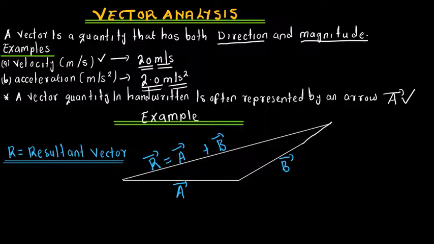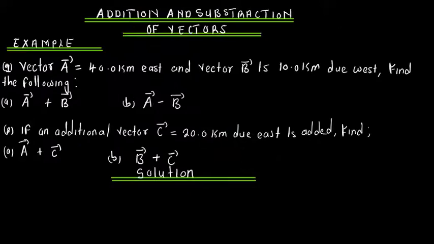All right. Now, vectors undergo what we call addition and subtraction. What does it mean to add vectors? What does it mean to subtract vectors? Well, let's try out these examples. Two vectors can be added, whether they have the same direction or different directions. But two vectors are said to be equal if they have the same magnitude and direction.